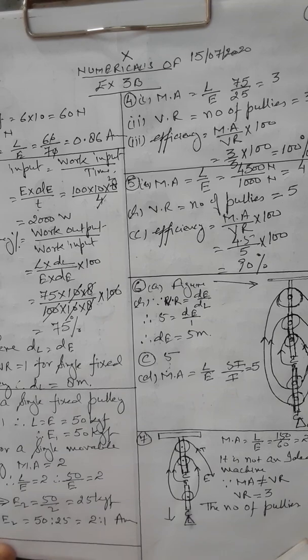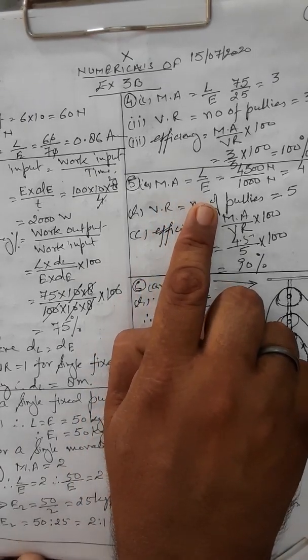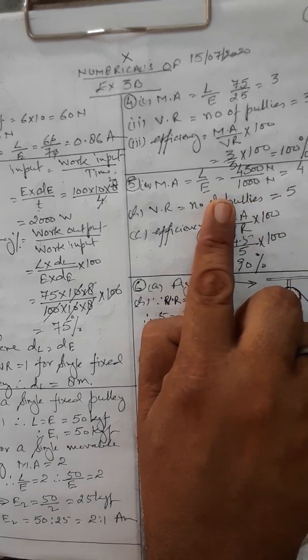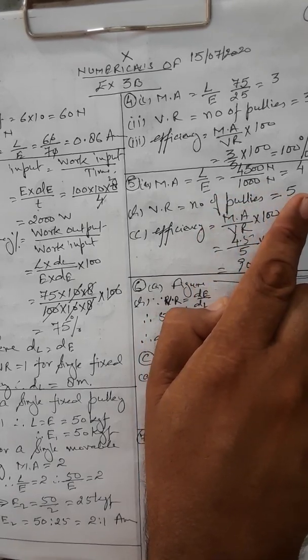Question number 5. A block and tackle system has 5 pulleys. If an effort is 1000 Newton in downward direction to raise a load of 4500 Newton. Calculate the mechanical advantage. Same formula. Mechanical advantage equal to load upon effort. Load is 4500 Newton. Effort is 1000 Newton. So it comes as 4.5.